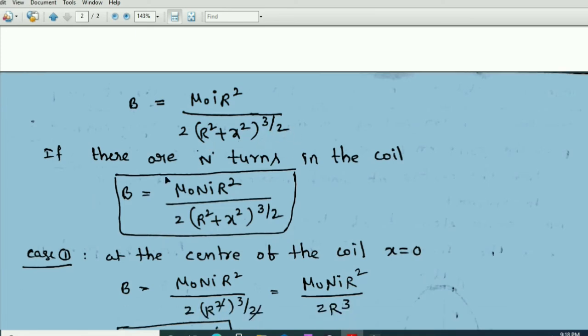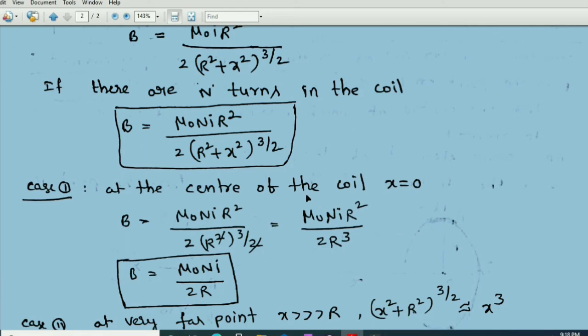Now if the coil consists of n number of turns, for one turn this is the formula. If the coil has only one turn, this is the formula. If the coil consists of n number of turns, then the formula becomes B is equal to mu naught N I R square over 2 into (R square plus x square) whole power 3 by 2. This is the formula of the magnetic field at a point on the axis of the circular coil having n number of turns. The point P is at a distance of x from the center of the circular coil. Capital R is the radius of the circular coil and I is the current passing through the circular coil.